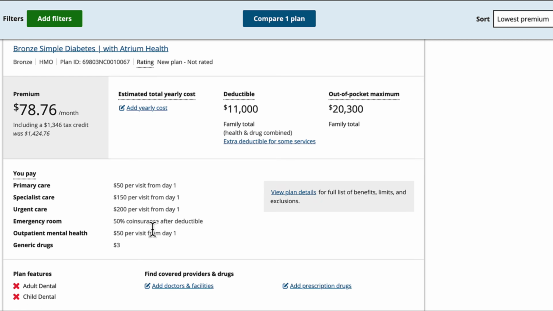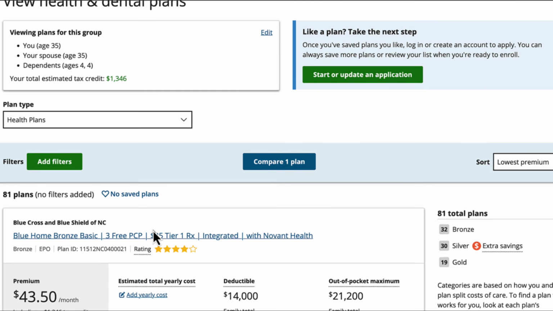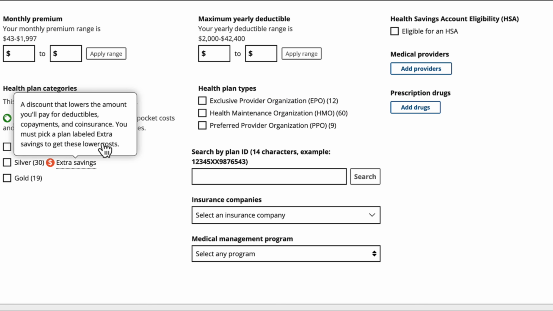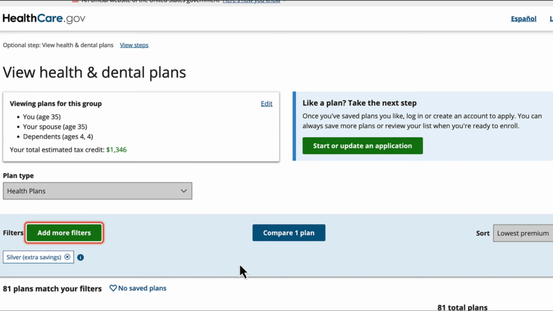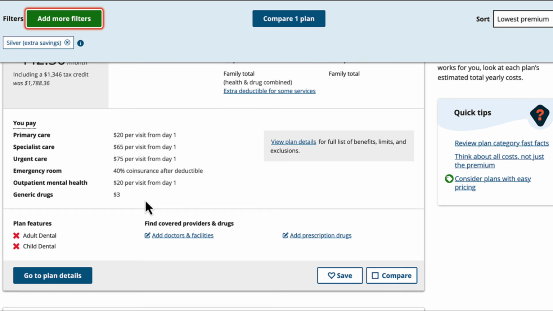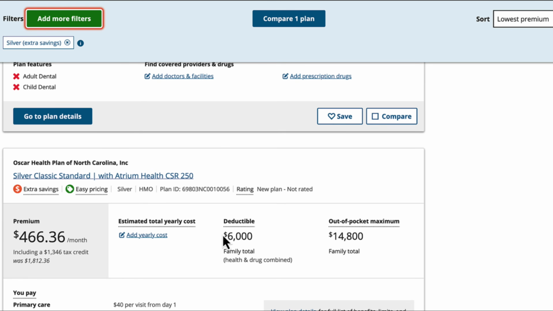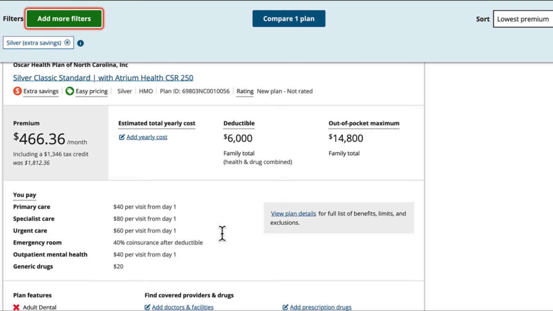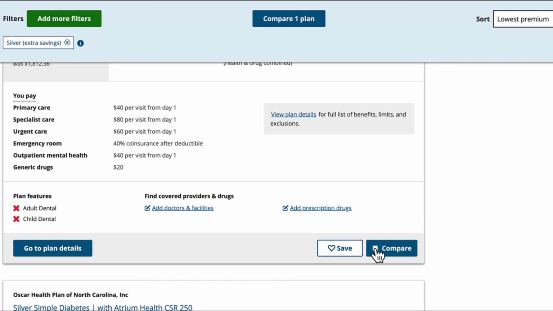Anyway, let's scroll on down. We're looking at bronze. Let's try to find one of those silver plans with the extra savings. Okay, I am going to filter for that. Let's look at that. Apply filters. Much higher monthly premium, lower deductible, lower out-of-pocket maximum, much lower copays. Let's see. Is that the one I want to compare? Let's compare this one.